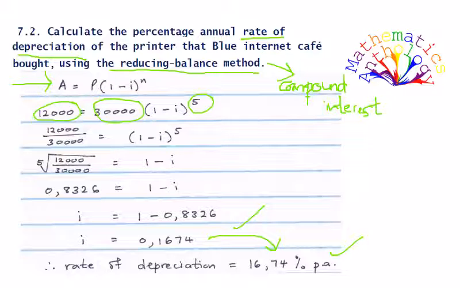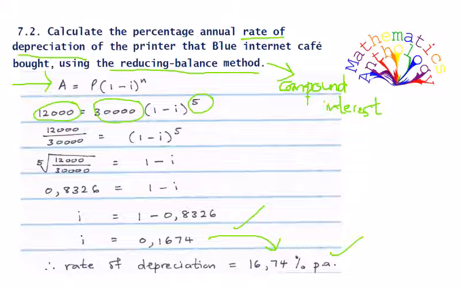So we'll have 12,000 Rand is equal to 30,000 Rands into 1 minus i to the power of 5, because 5 years was given. Okay, so we're trying to solve for i here, the rate of depreciation. So we'll try to isolate this i. So we can divide both sides by 30,000 first. So 12,000 over 30,000 is equal to 1 minus i all to the power of 5. To get rid of that power 5, we can find the fifth root of both sides. So the fifth root of 12,000 over 30,000 is equal to 1 minus i.